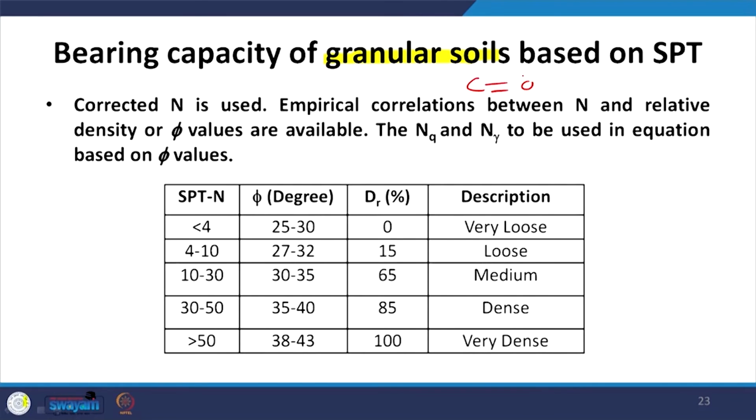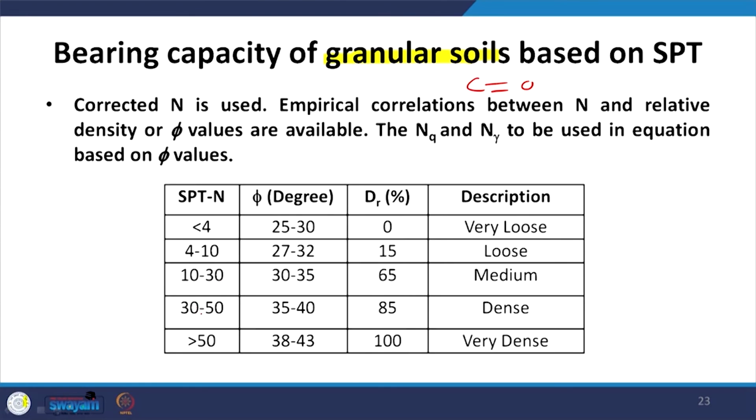When C equals 0, when SPT is less than 4, then we say it is very loose sand and relative density is almost 0, phi is between 25 to 30. If it is 4 to 10, then phi is 27 to 32 and it is loose. Then if it is medium, that means relative density about 65% and the SPT N is 10 to 30.